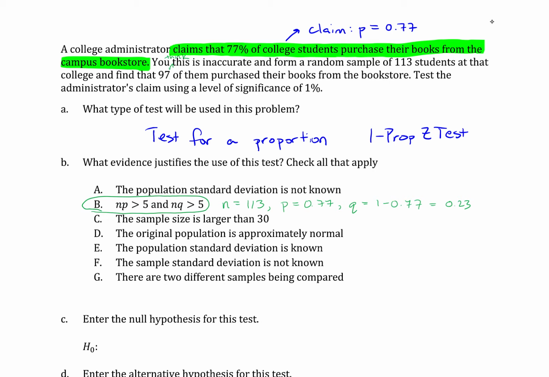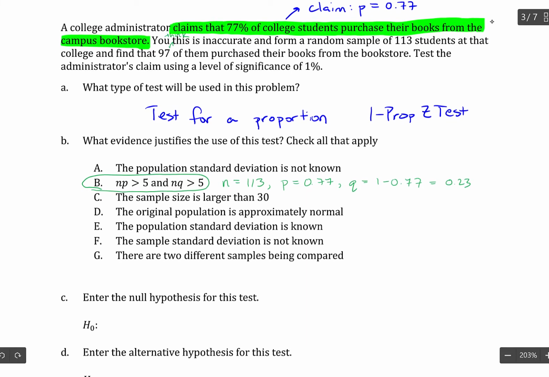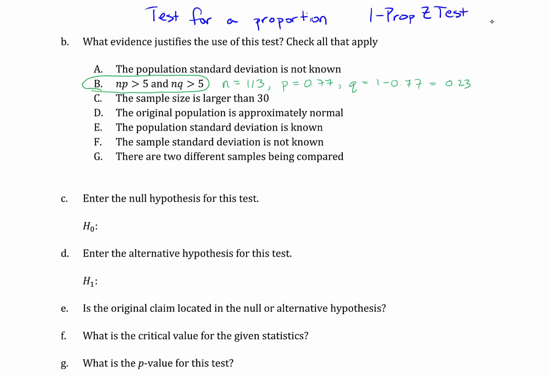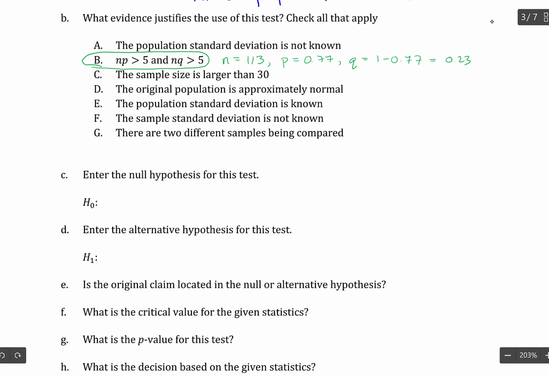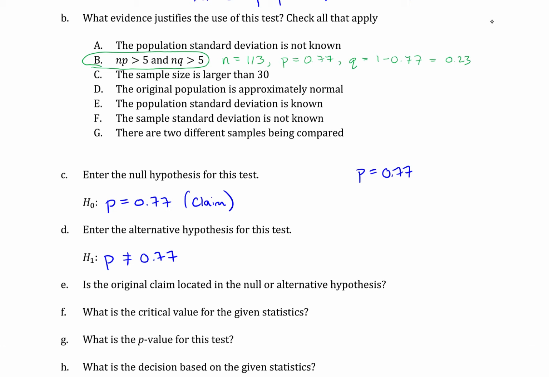The next thing that we need to do is take our claim and list it as either the null or alternative hypothesis. The claim was p is equal to 0.77. Since there is a statement of equality, that becomes the null hypothesis, and I'll go ahead and mark that as the claim. The complement becomes my alternative hypothesis. So the original claim, was it located in the null or alternative? It was in the null.